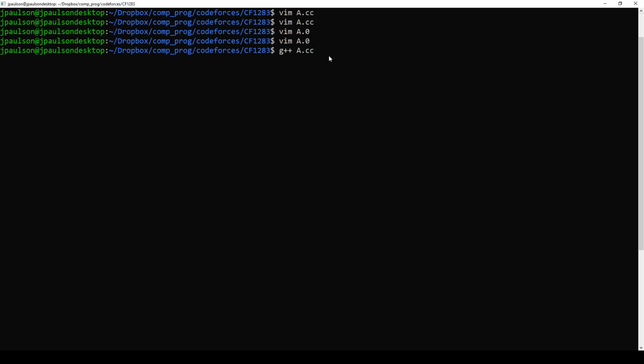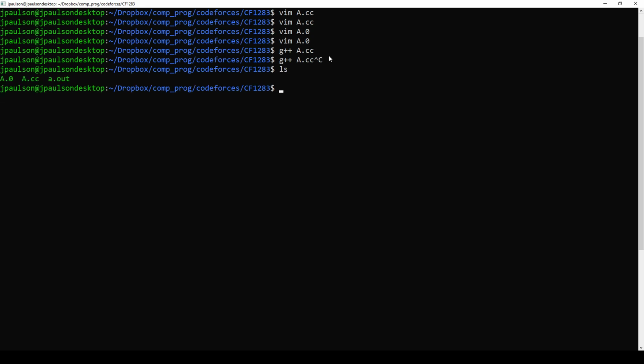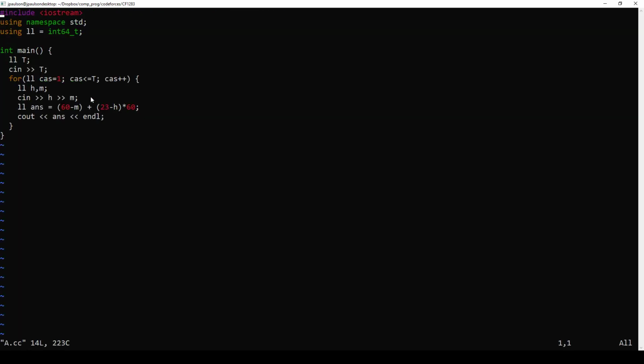So let me g++ a.cc. Right, this compiles my code, and now I have a.out. So it's nice to be able to compile and run the code in the same command, so that's what this is doing. And then I run my code, and I redirect standard input to a.0. Right, you'll notice that my code never mentions any file like a.0. It just reads in from standard input.